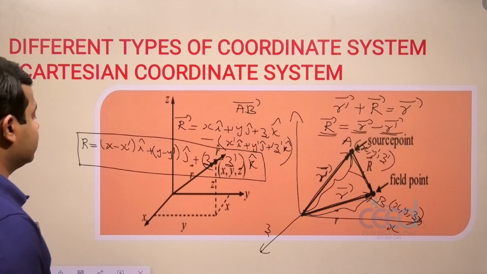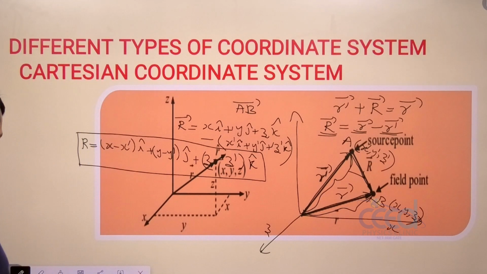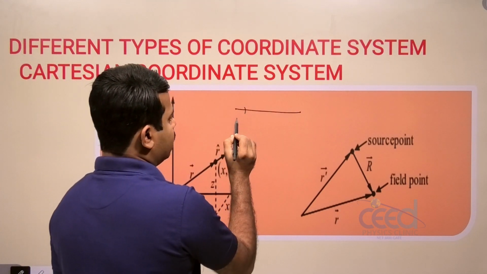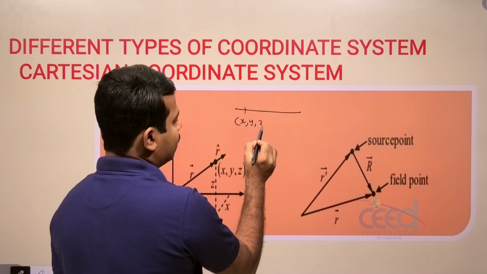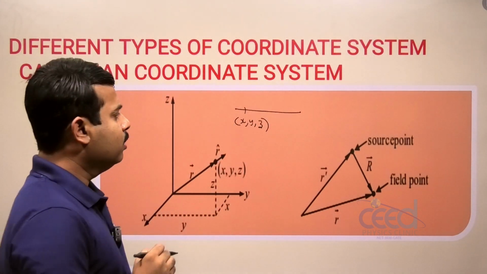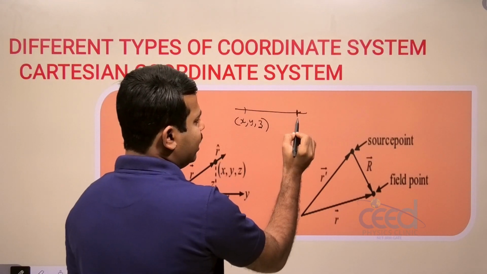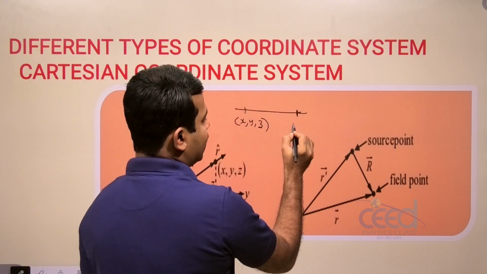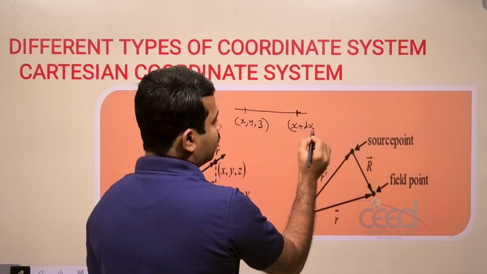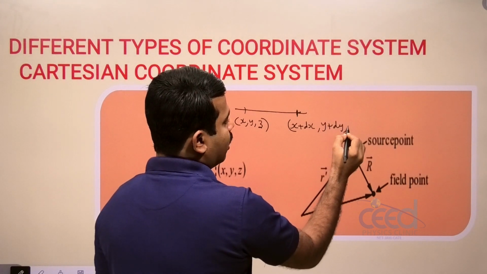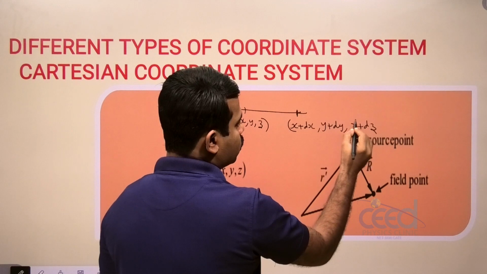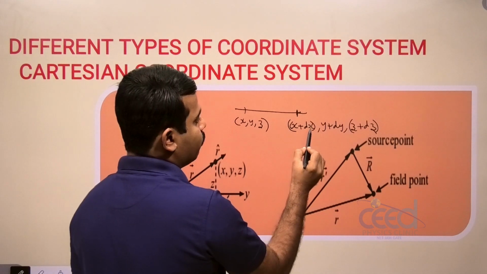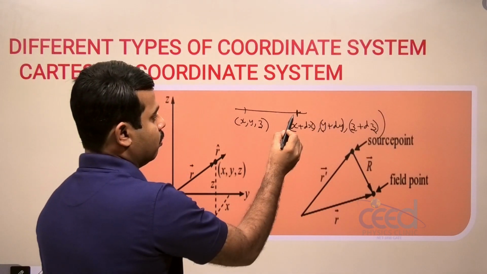So, or we can write it as, let me use another term. Suppose one point is x, y, z in 3 dimensions, and then a very nearby point, I am considering a very near point. Then what about this point? This is x plus dx, this is y plus dy, and this is z plus dz.